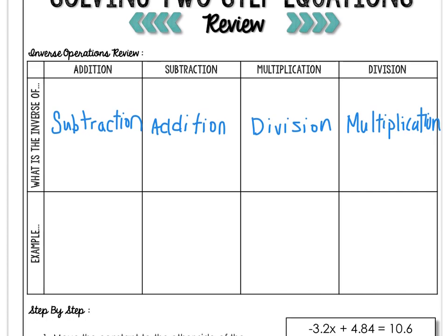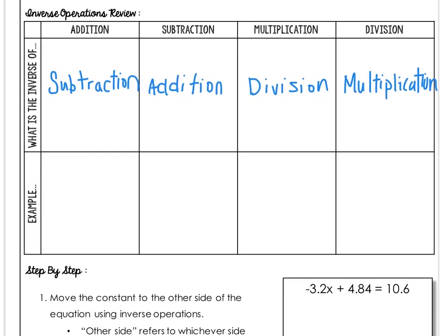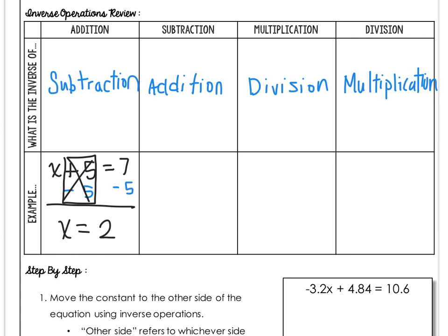So an example of each of those, if I were to solve x plus 5 equals 7, the inverse of adding 5 is subtracting 5. So I'm going to subtract 5 from both sides of the equation in order to keep it balanced. So positive 5 and negative 5 will cancel out, and I'm left with x equals 2. If I were to check my answer and plug 2 in for x, 2 plus 5 equals 7, so it checks out.